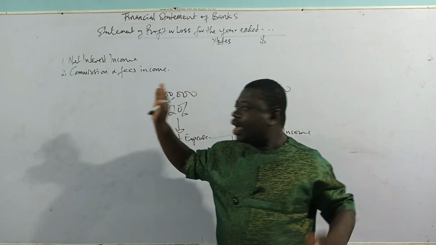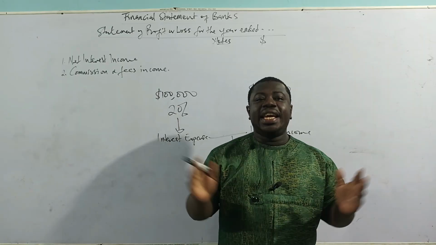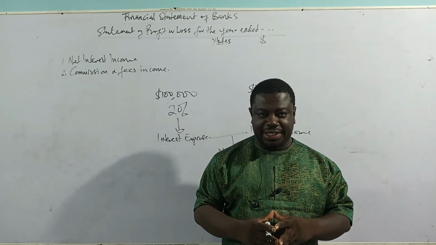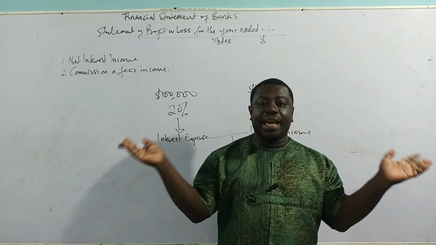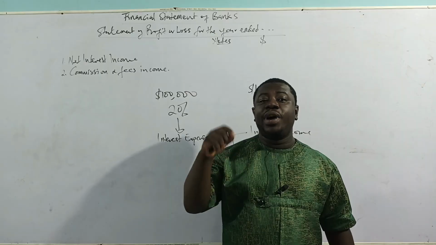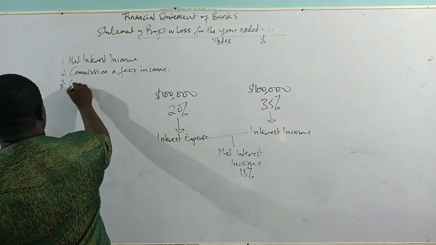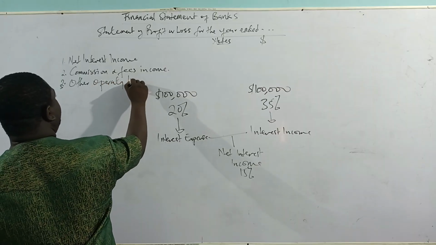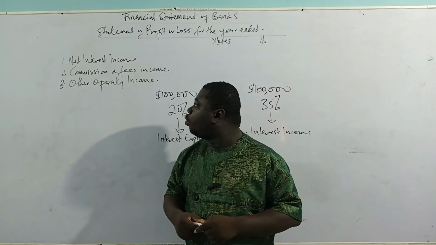And then after we have shown our commissions and fees income, if there is any other income that the bank is also getting, we can classify any other income together as other income, especially when they relate to operating. So we can say other operating income as a third one. So these are the three main income sources that we are going to look at.